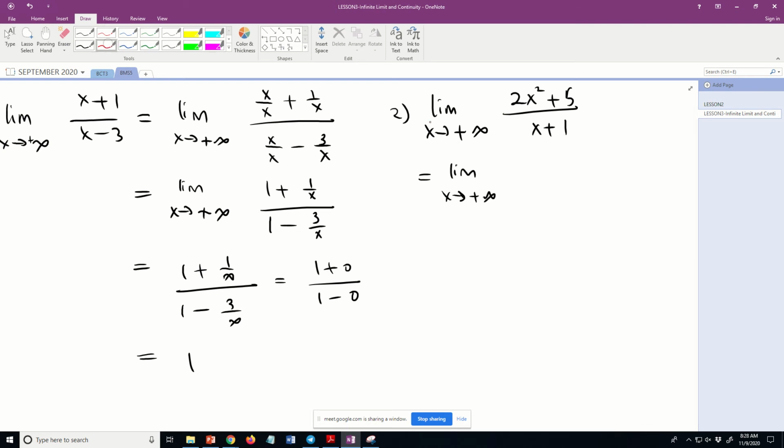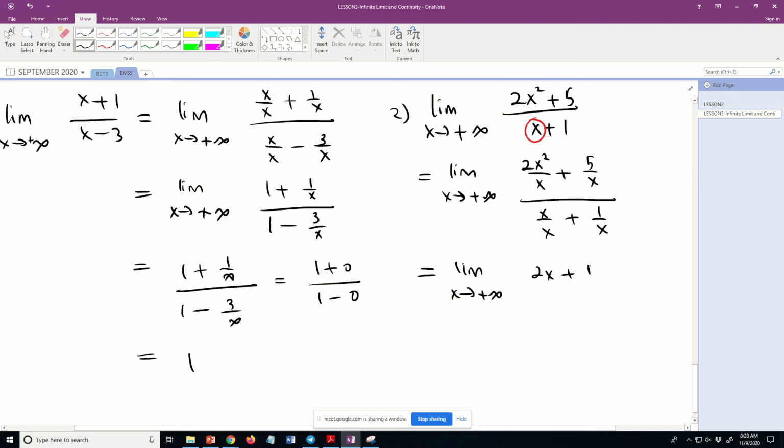Okay, I choose x lah. Sebab sini ada x, I choose x. So bila saya choose x, I get 2x square over x plus 5 over x, divided by x over x plus 1 over x. And equal, I get limit x approaches positive infinity 2x plus 5 over x over 1 plus 1 over x. So bila saya ganti dia punya ni, ini akan dapat infinity plus 0 over 1 plus infinity.